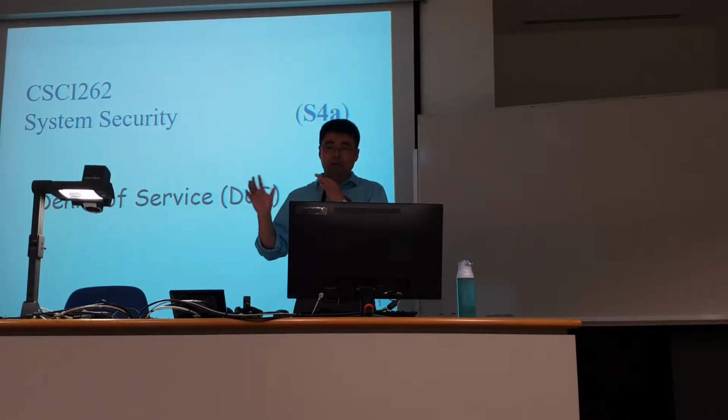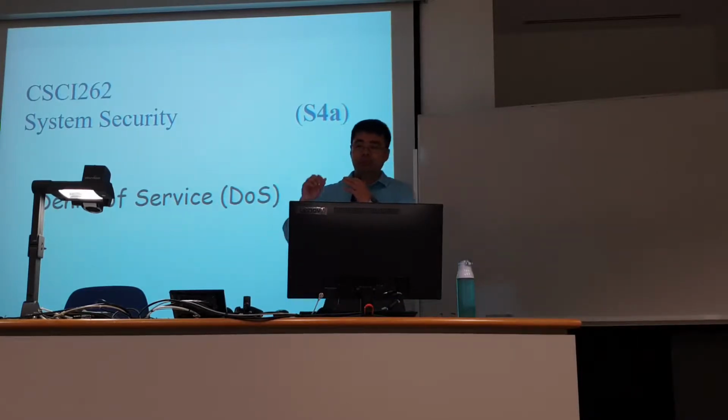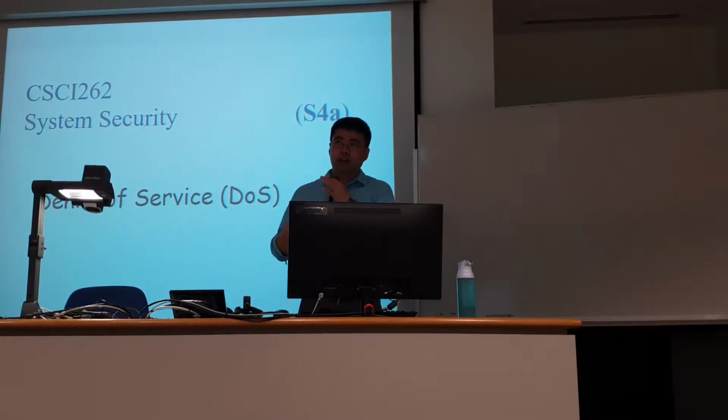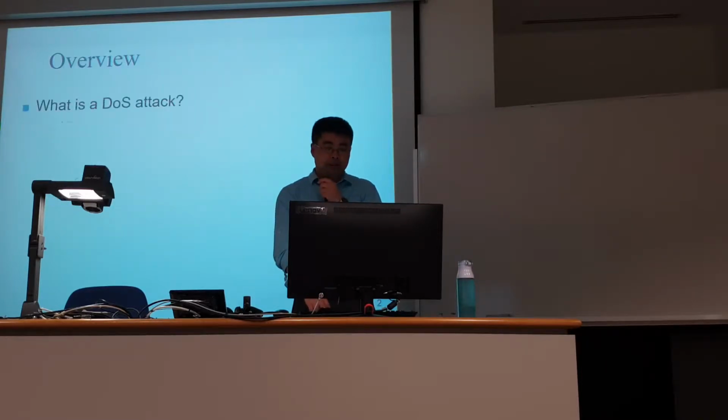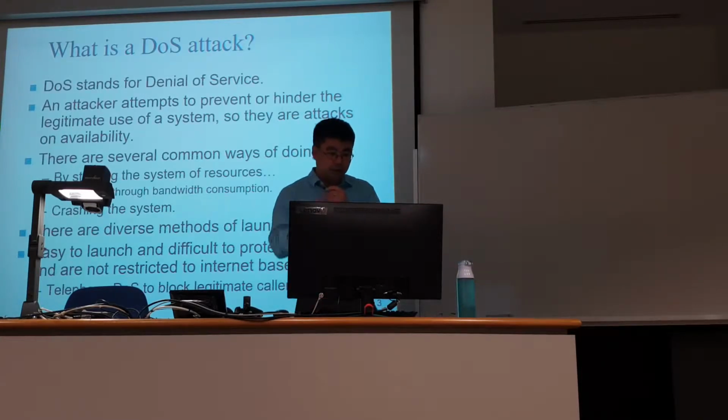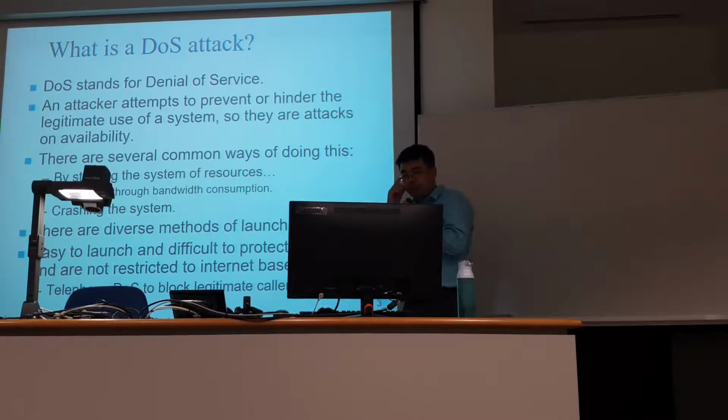For example, if you have a web server with a lot of connections, the connections will consume all the bandwidth, just like a traffic jam. If you have a traffic jam, then the normal packets cannot go through. In this case, the server is either down or not responsive, and the normal user cannot access the service. So this is basically what a denial of service attack performs.